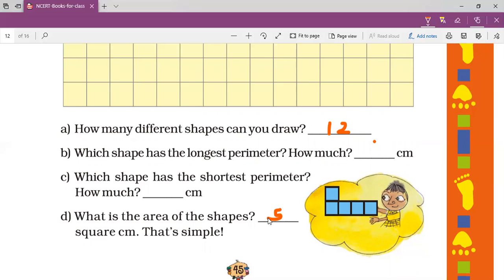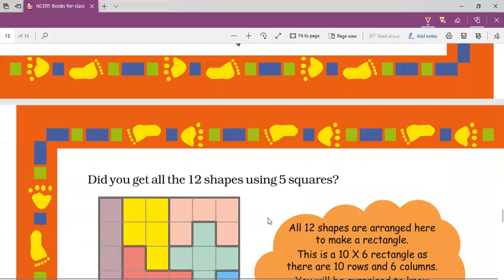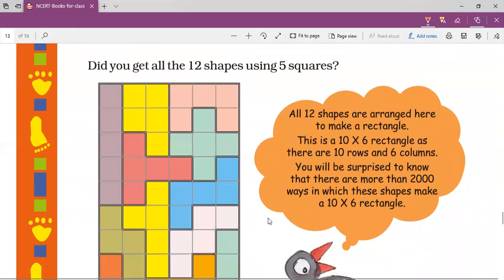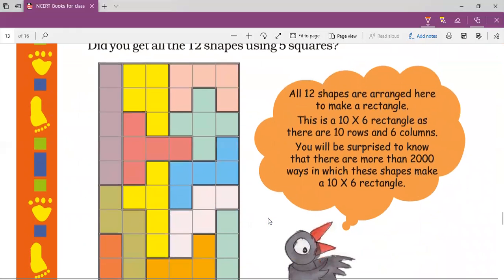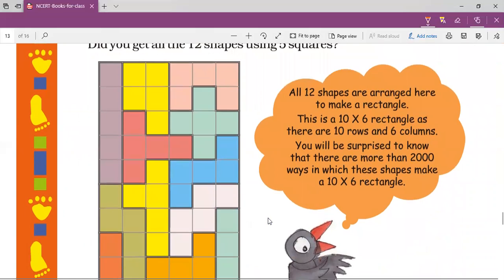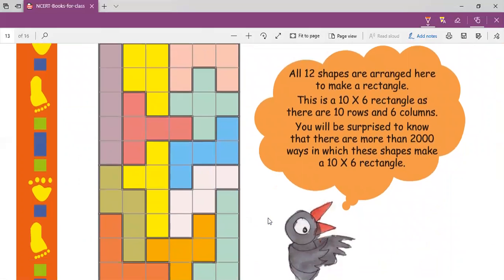Understood? Okay. Let's go to page number 46. Now here we got the answer. This is the answer of the upper question. So did you get all the 12 shapes using 5 squares? This is the shapes what you'll get. Okay, this will be the shape. You have to draw all these shapes.